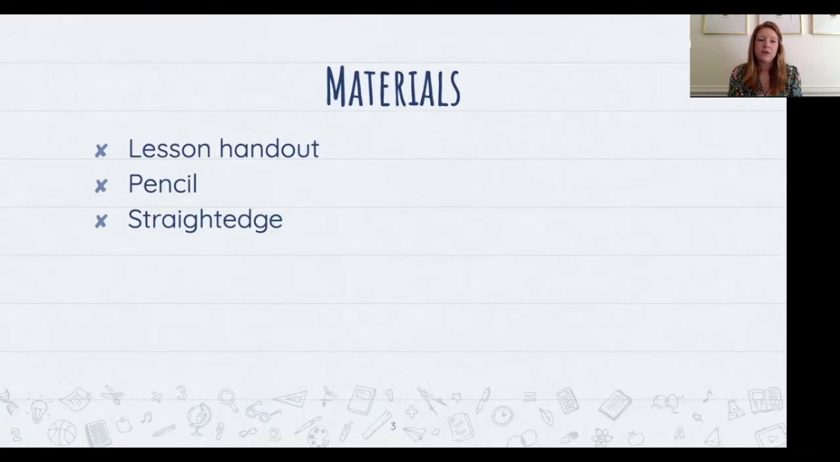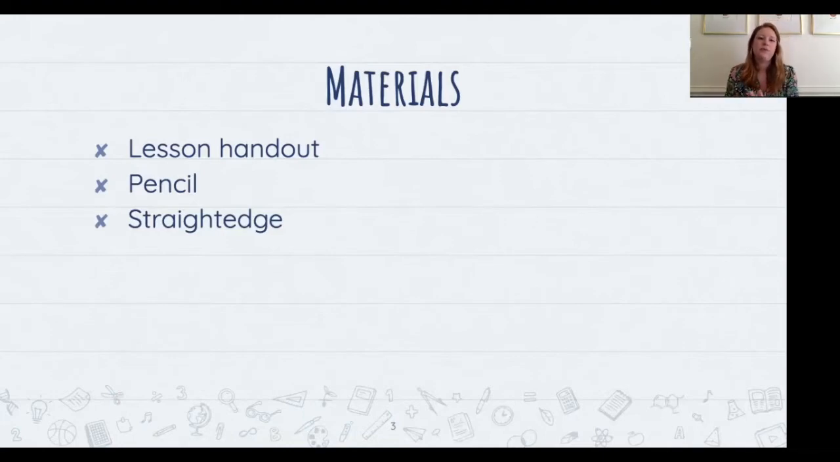So for today, you're going to need the lesson handout, and that's where you found our video for today, as well as a pencil and a straight edge. Remember, a straight edge can be literally any straight edge item that you can find in your house. Right in front of me, I have a bookmark, so like that could work. A piece of thicker paper, a book, a picture frame, a box, you name it.